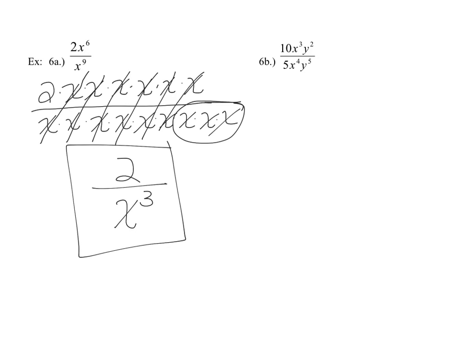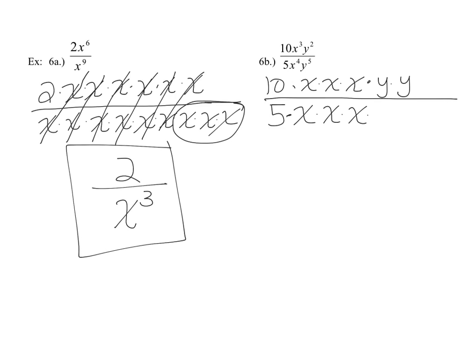Go ahead and expand it, right? So I've got on the top a 10 times 3 x's, so x times x times x, times 2 y's, so y times y. On the bottom I have a 5 and 4 x's, x times x times x times x, and then on the bottom I've got 5 y's, 1, 2, 3, 4, 5 y's, okay?